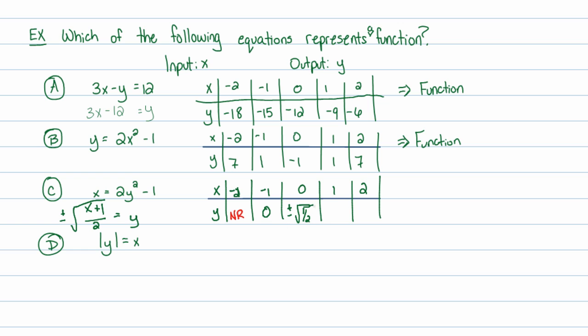And now I see I have an issue already. What I'm saying is, if x is 0, y could be positive square root of 1/2 or negative square root of 1/2. Once you hear that "or," you know this is not a function.